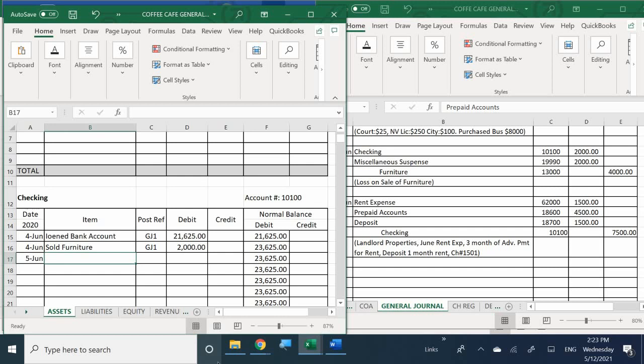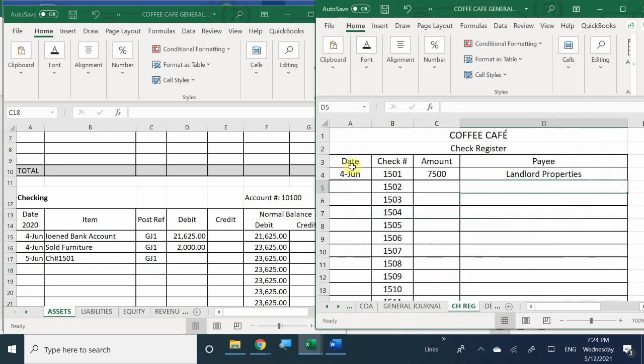In this case, I think the best way to summarize everything up is to write the check number. Okay? Because check 1501, right? And especially if I have my general journal, my post reference is General Journal number 1. Here, I could see, okay, I wrote a check out for 1501. The post reference is the first journal. I can look up my journal, boom, landlord properties. Or I could just go to the check register, right? Boom, check register, landlord properties, right?